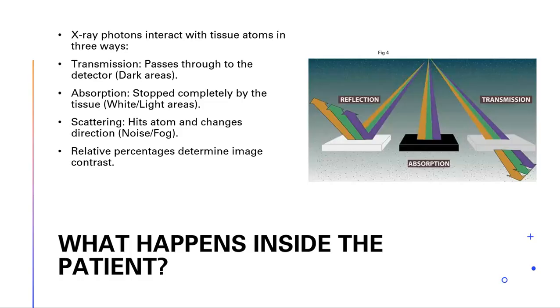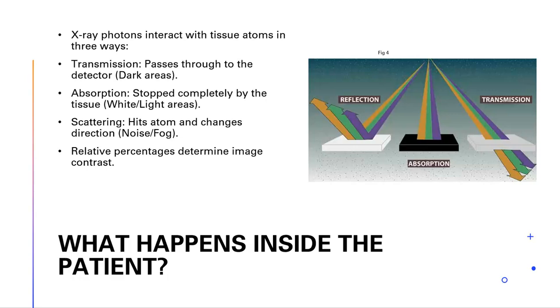Once the beam leaves the tube and enters the patient, it's like a crowd of people trying to navigate a dense forest. We see three main outcomes. First is transmission. The photon passes straight through the patient without hitting a single atom, striking the detector to create the dark, burnt-in areas of the image.